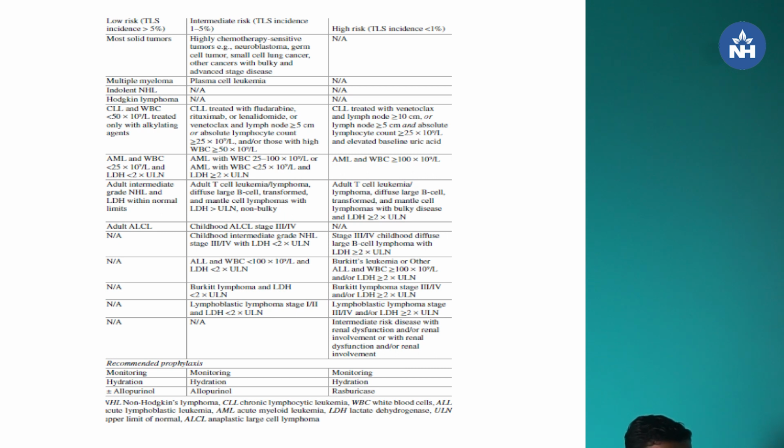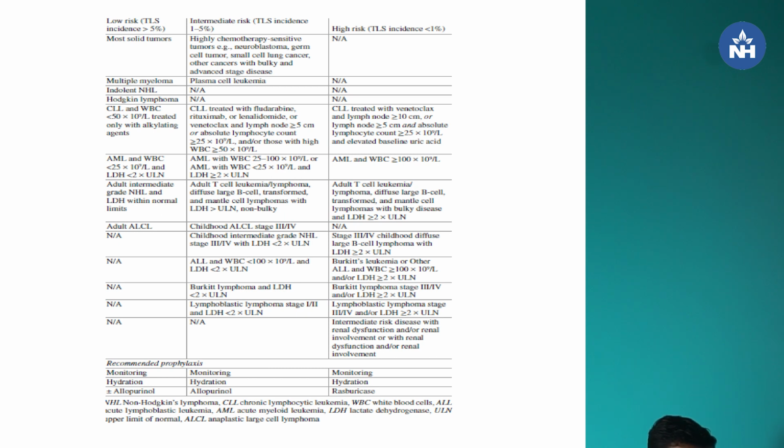The recommended prophylaxis. Adult ALCL has low risk of TLS. Childhood ALCL stage 3 and 4 have intermediate risk. Childhood intermediate grade NHL stage 3 or 4 and LDH less than 2 times the upper level of the normal have intermediate risk. Whereas stage 3 or 4 childhood diffuse large B cell lymphoma with LDH more than 2 have high risk.